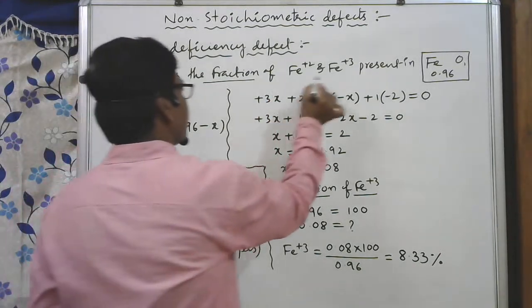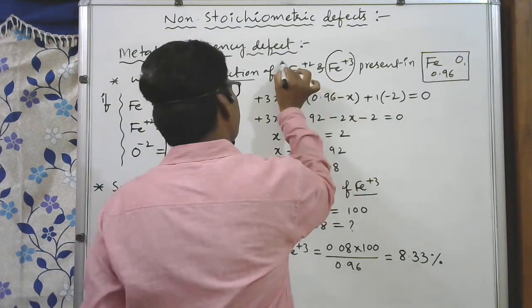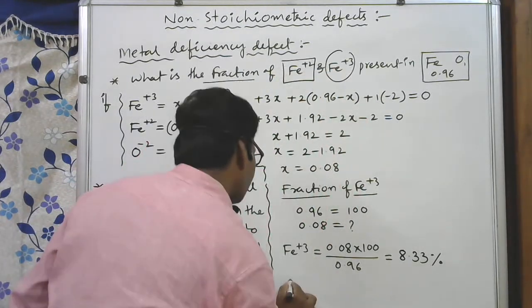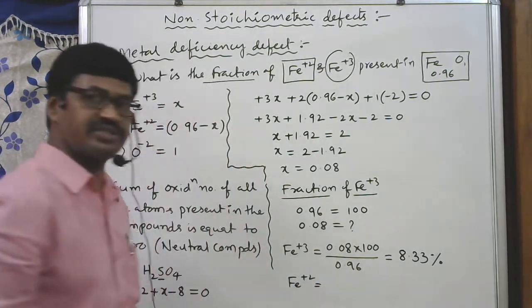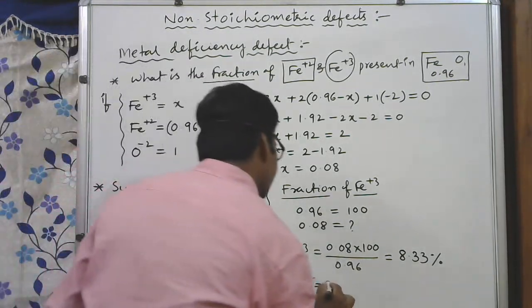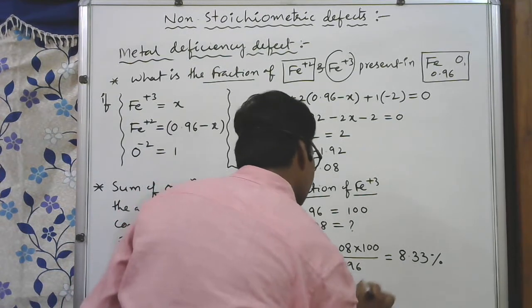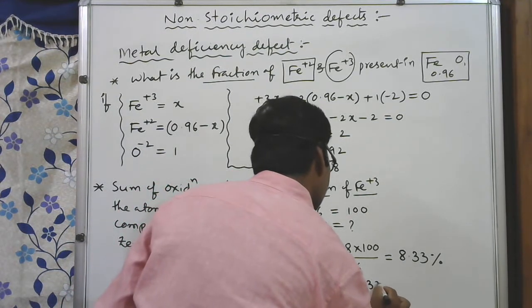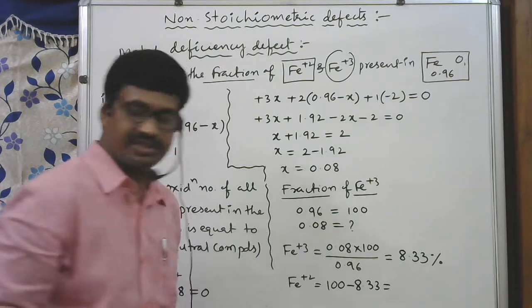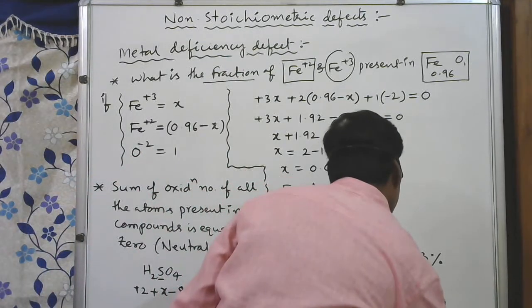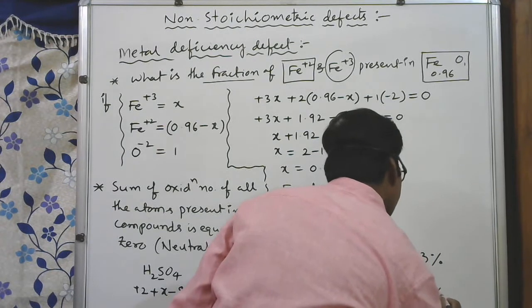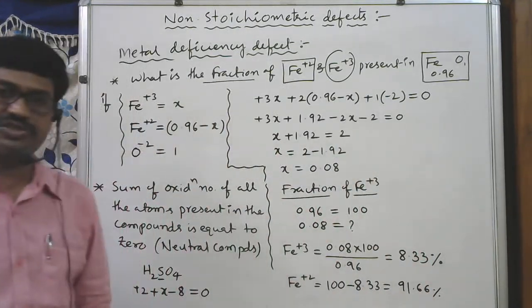Then they are asking both, no. Fe plus 3 you got now. What is Fe plus 2? Fe plus 2 is nothing but the remaining. In percent, remaining means 100 minus 8.33. 100 minus 8.33 is 91.66. Like this you have to do.